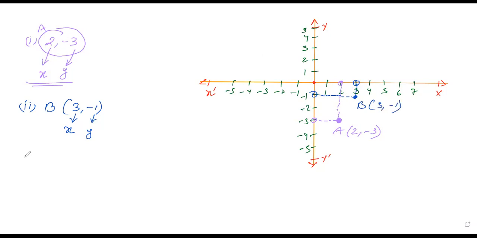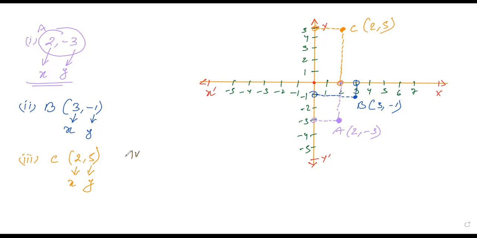Again, let's move to another one. Suppose, for example, the third one, C, is (2, 5). Both are positive. Again, the first one is x and the second one is y. How can we go for it? Plus 2 is over here and plus 5 is over here. We will plot the point like this. Dotted lines will be drawn from 2 and 5, and this particular point will be named C, that is (2, 5). Like this, any other point, whatever point is given to you.